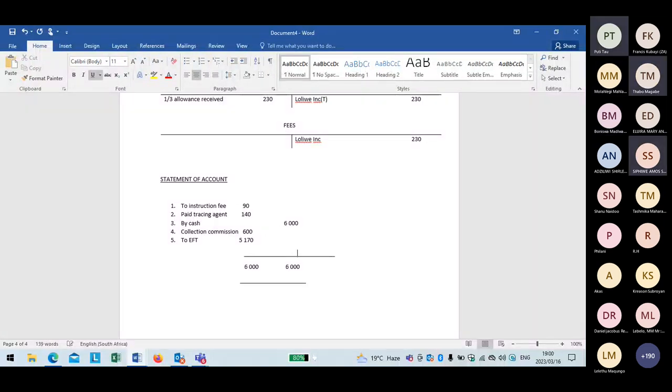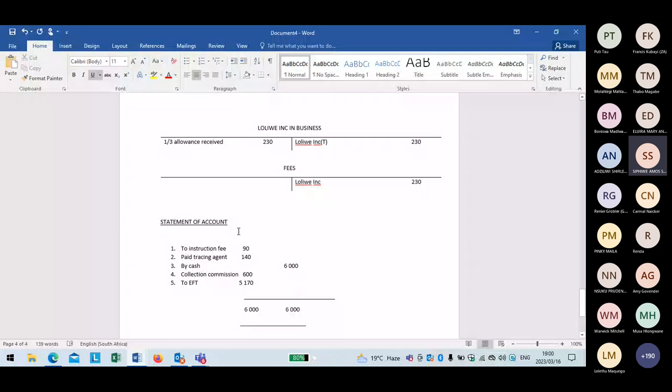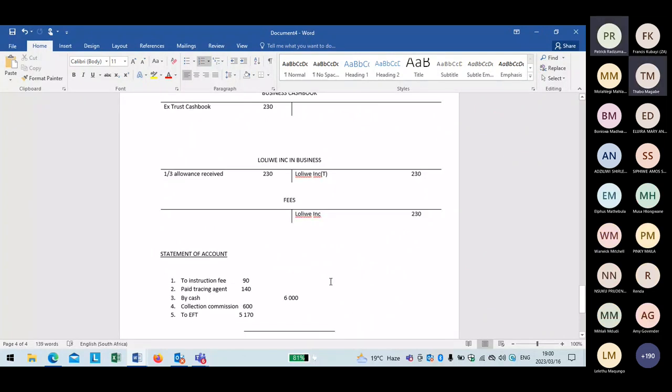Prof, I missed the 5170, please. You missed what? The 5170. How do we determine it? It's credit side minus debit side. They ask now, how much is due to us? We dealt with what is due to us already. So prof, how do we get the 5170?